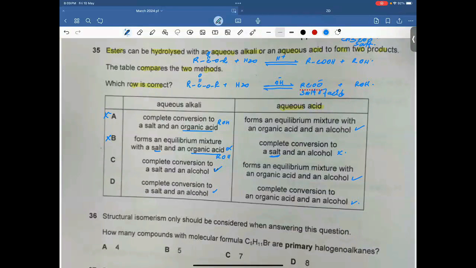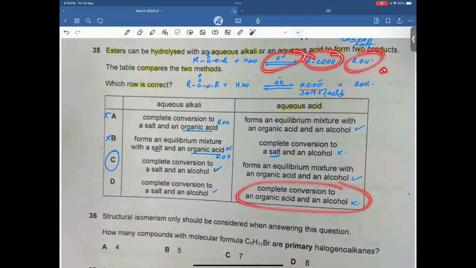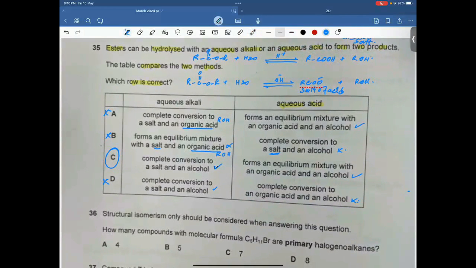I think there is an equilibrium established here, all right, when this hydrolysis takes place. So I believe this is going to be incorrect. I believe C is going to be the right answer, okay? So if this statement is wrong, because there is an equilibrium reaction going on, and as a result of that, you will get carboxylic acid and alcohol, that means option D is also incorrect. Because there is no complete conversion, there is an equilibrium mixture, okay? So I think C is going to be the right answer from my perspective.